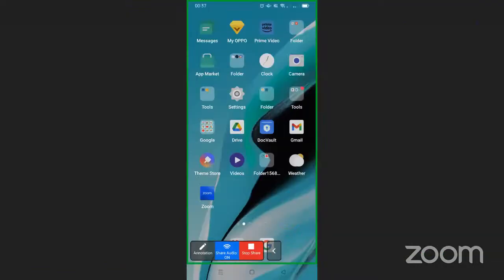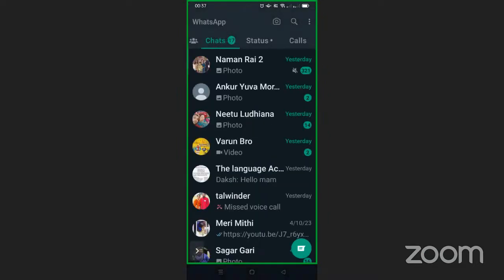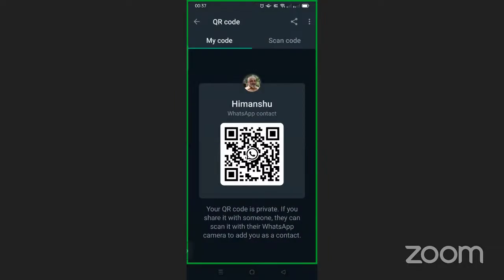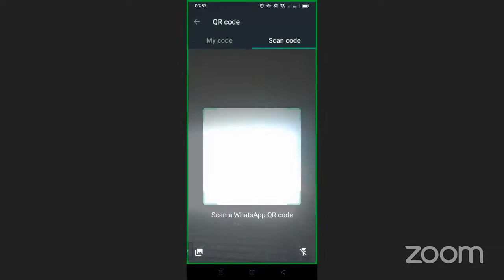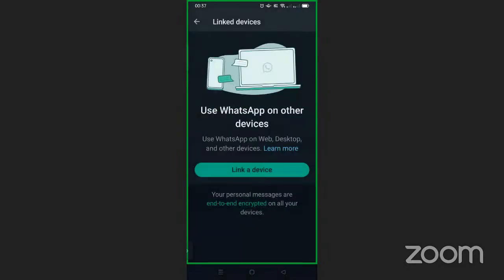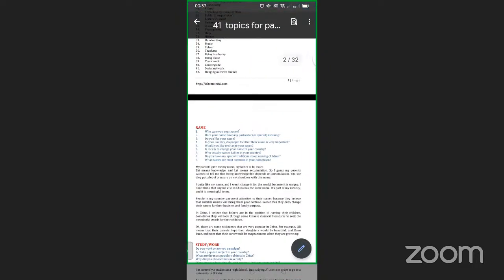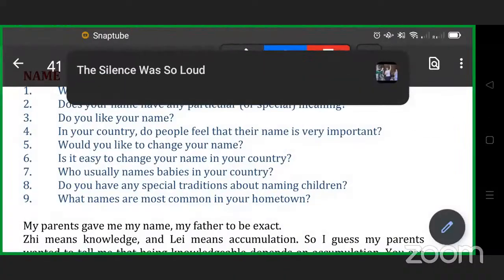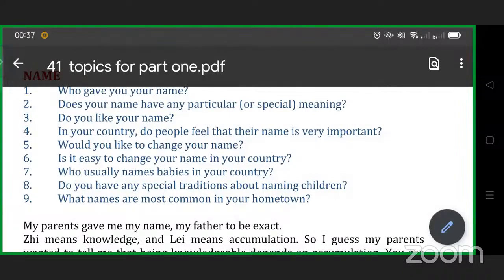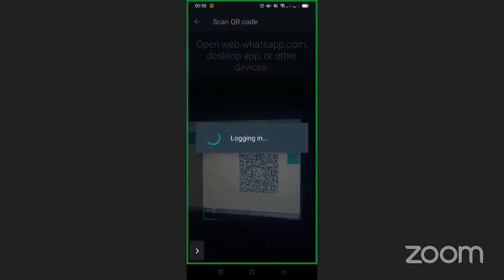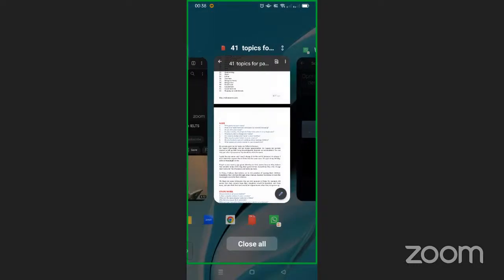Just a minute. Let me add the link. Let me log in once more. Then we will start with the main topic. Logging in, so that I can have my chats over there itself.